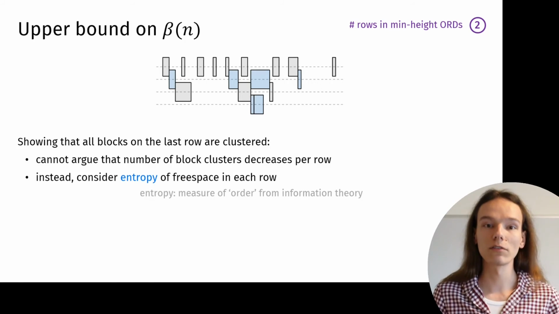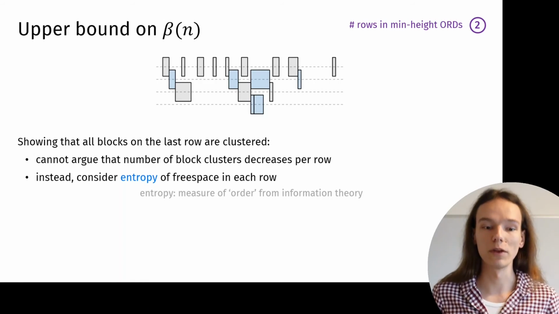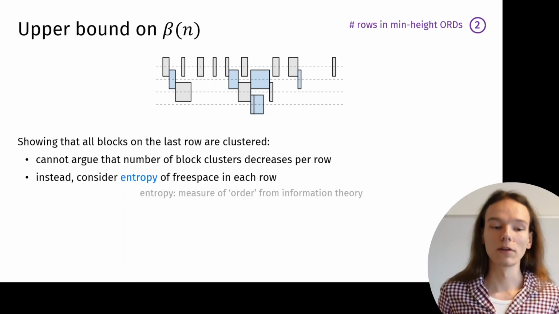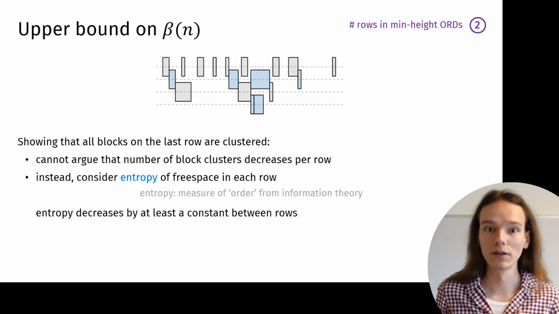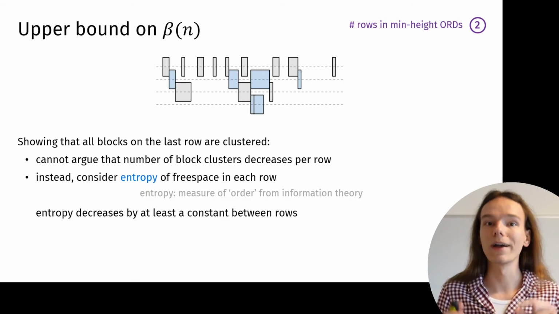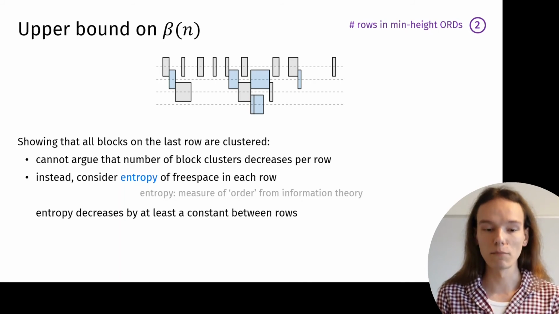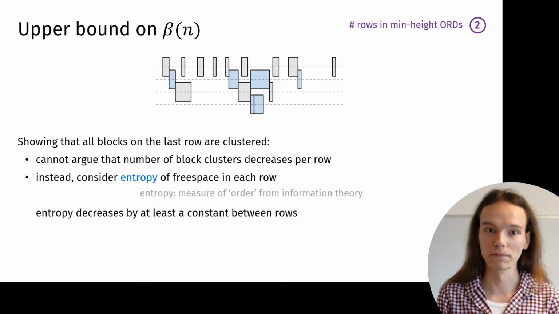So we take a measure of order from information theory that's called entropy. And then we show that between two rows of this construction, the entropy always decreases by at least some constant number. Again, the math is completely worked out in the paper, of course.